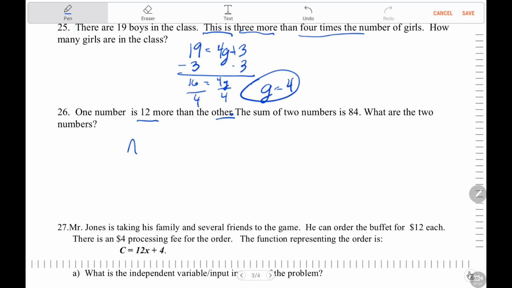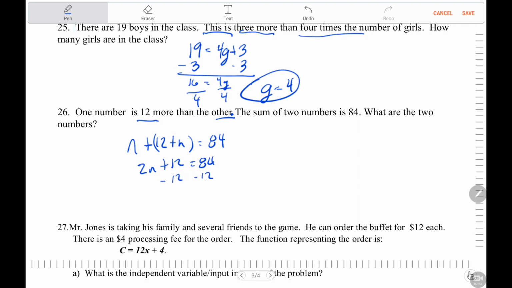So you have a number plus 12 more than the other number. So something like this. That other number plus 12. And the sum of those two, so adding them together, is 84. So it looks like this. 2n plus 12, because n plus n is 2n plus 12 equals 84.